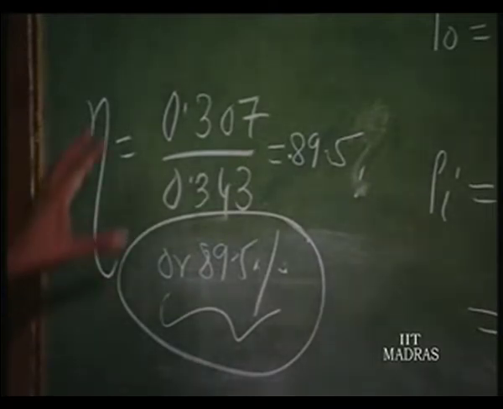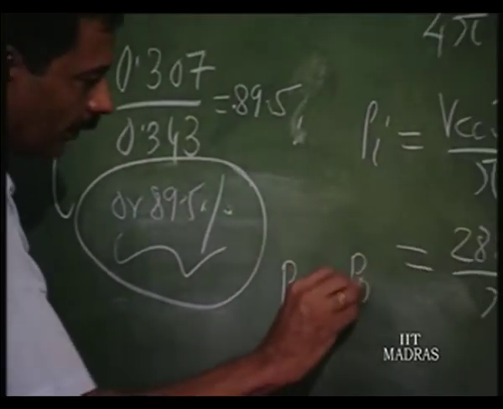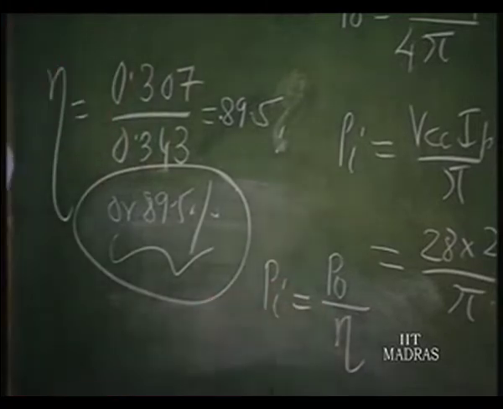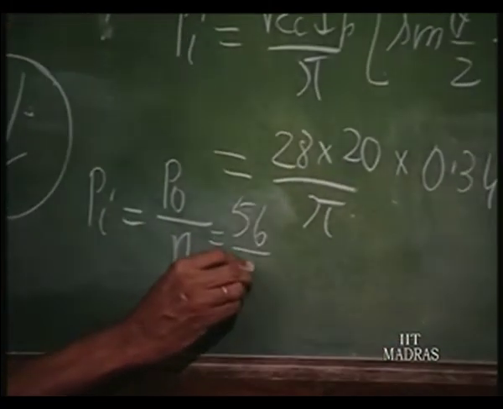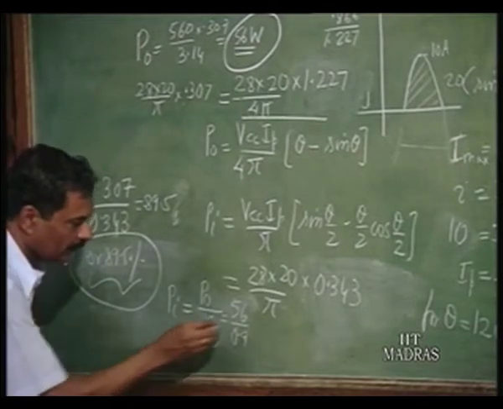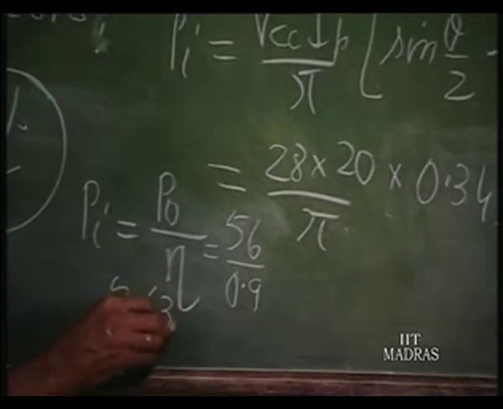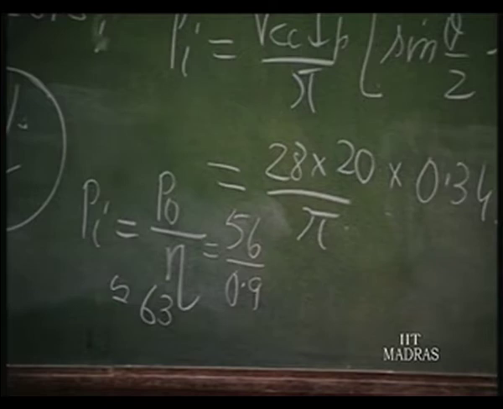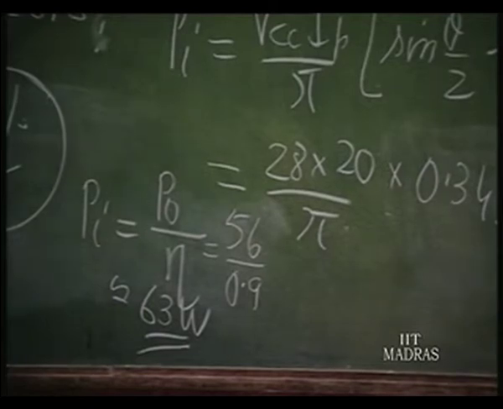So, once you have this efficiency, the input power is going to be output power divided by the efficiency, right. So, which is very nearly 56 watts divided by 0.9. I am approximating 0.895 as 0.9. This is how much? 63 watts. Yes, 63 watts. Yeah. So, 63 watts is the input power.